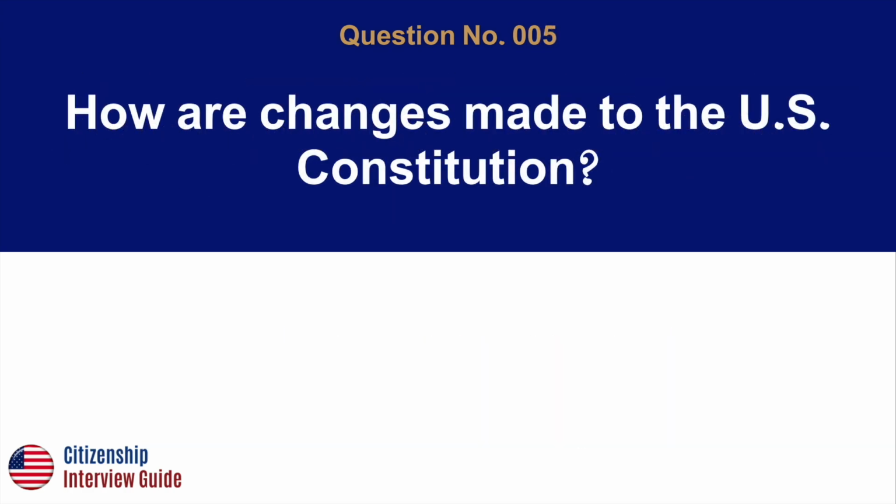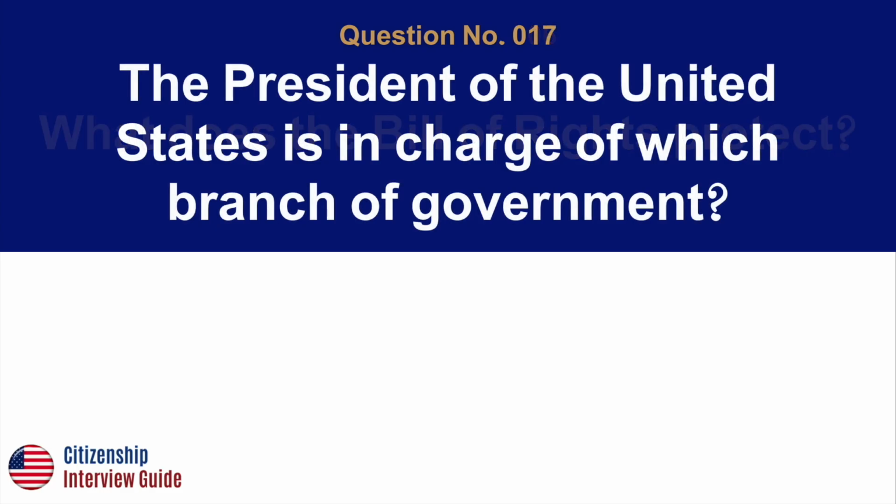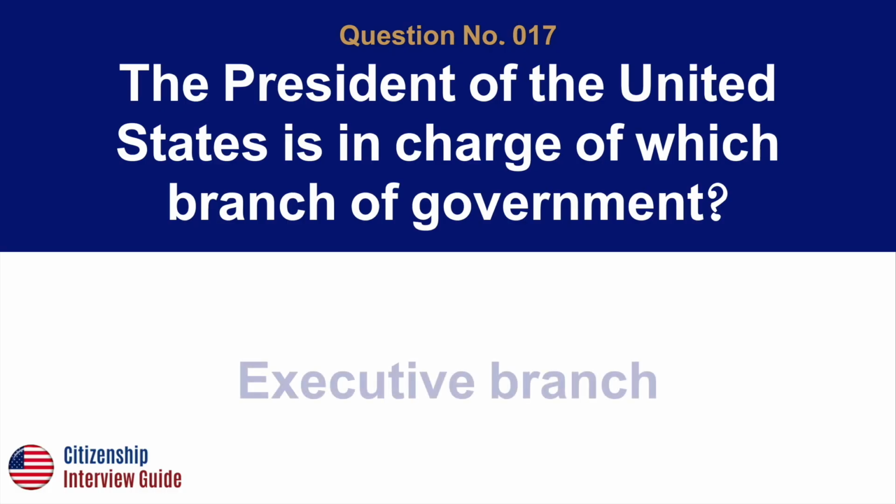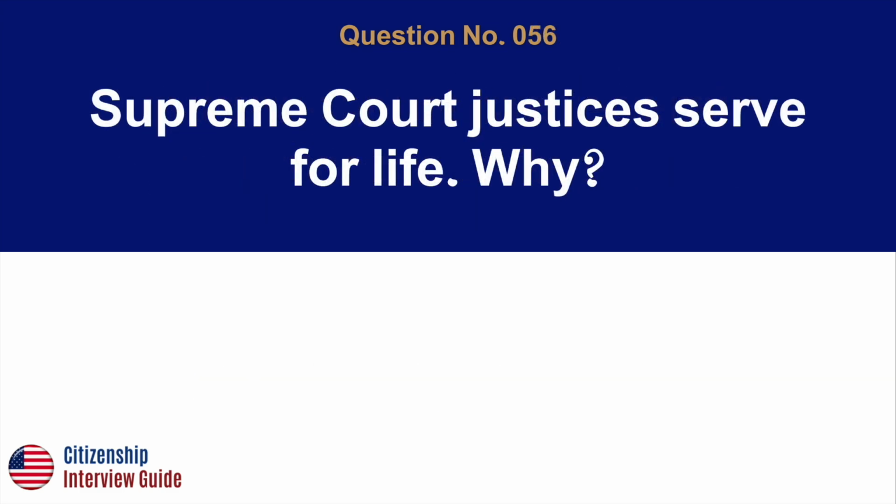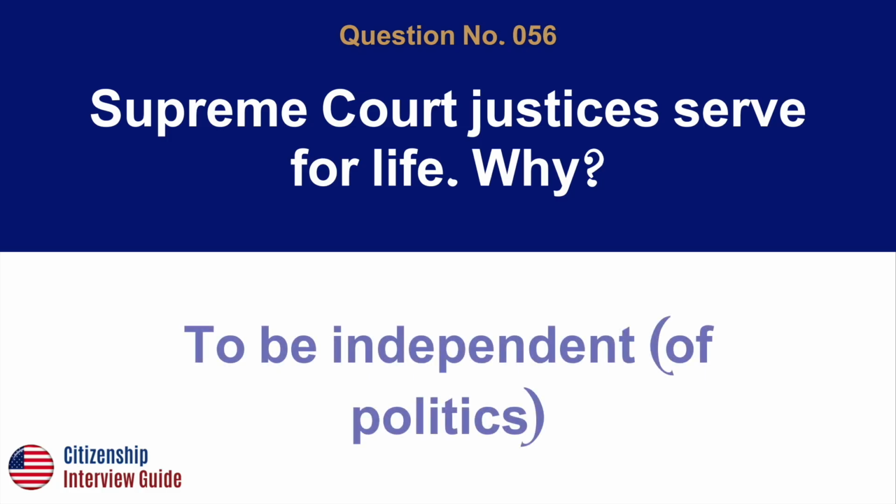How are changes made to the U.S. Constitution? Amendments. The President of the United States is in charge of which branch of government? Executive branch. Supreme Court justices serve for life. Why? To be independent of politics.